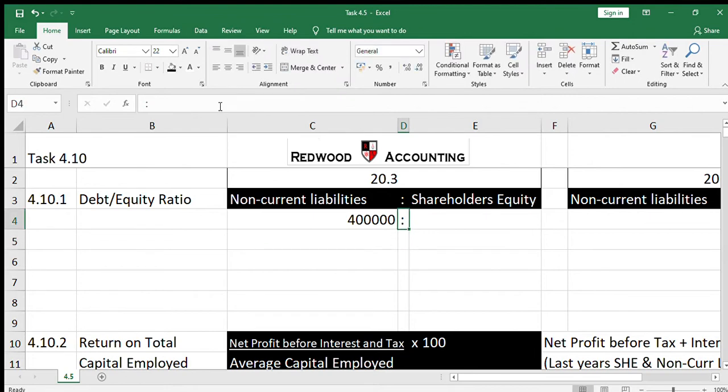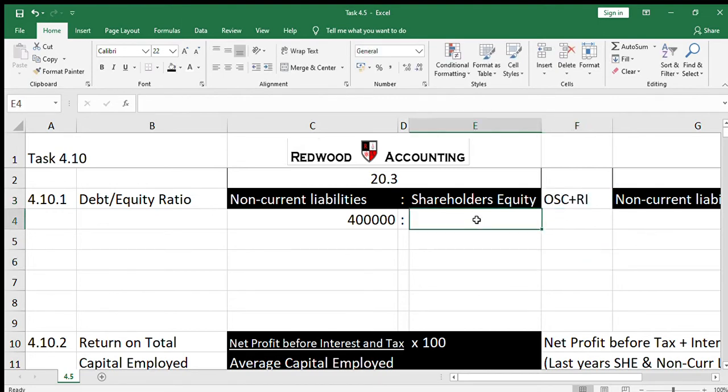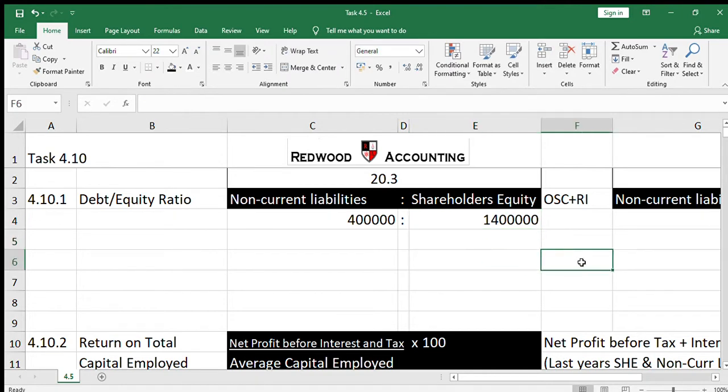Okay, and the shareholders' equity is, remember, shareholders' equity is ordinary share capital plus retained income. I'm just going to put a little note here so that you remember. This question's given us the total of the ordinary share capital and the retained income, which is 1.4 million. So already looking at this ratio, you can see that this company has been financed more by its shareholders than from external borrowing. Okay, so the risk is already lower.